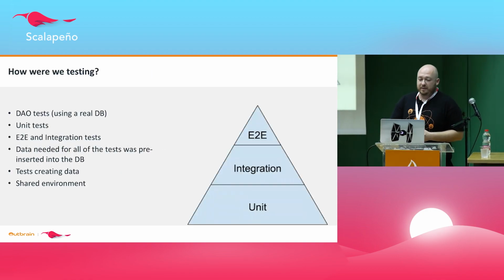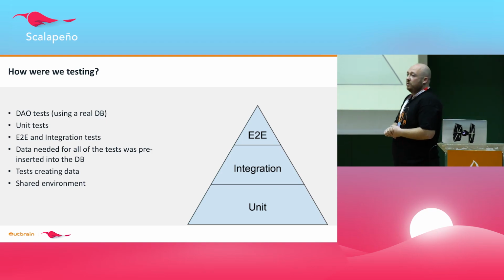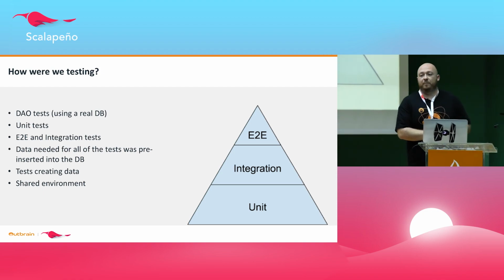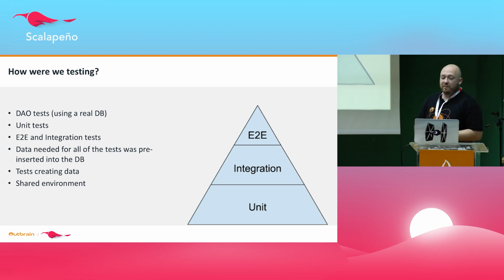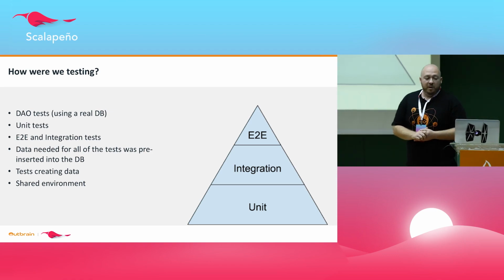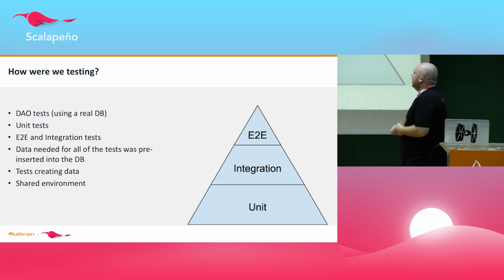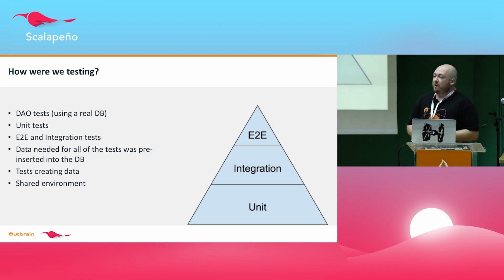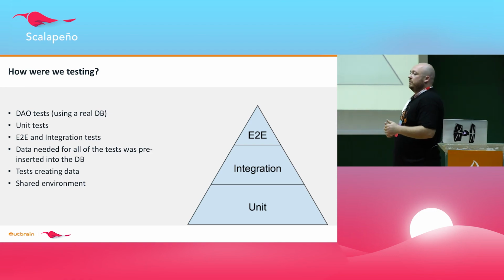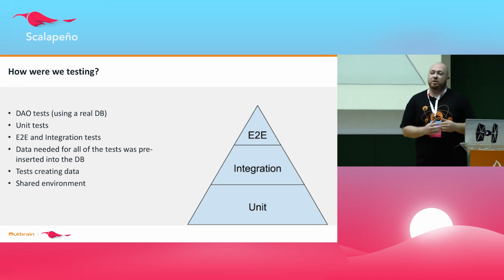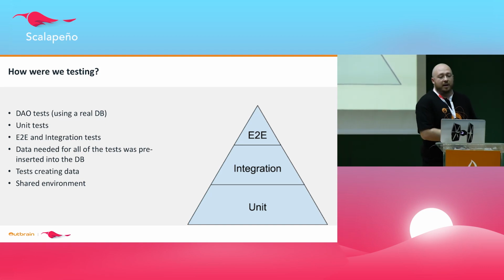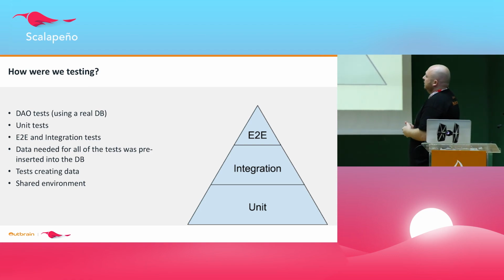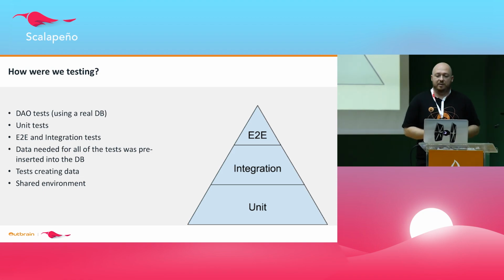So how are we testing? We have DAO tests using a real database. We have many unit tests. We had good code coverage. We have end-to-end and integration tests running in a dedicated shared environment we call Simulator. The data required for these integration tests is pre-inserted to the database, and each test uses it to initialize, just to run. Each test may also create or alter data during the run of the test.